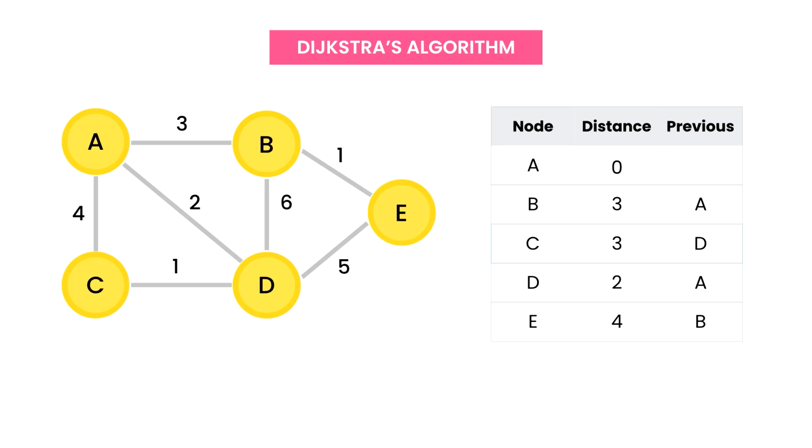For example, let's say we want to print the shortest path from A to E. We know we got to E via B, and we got to B via A. So the shortest path from A to E is A, B, E. So this is Dijkstra's algorithm. This algorithm is an example of what we call a greedy algorithm. A greedy algorithm tries to find the optimal solution to a problem by making optimal choices at each step. In this case, at each step, we try to find the shortest path between the current node and its direct neighbors. That's a greedy algorithm.